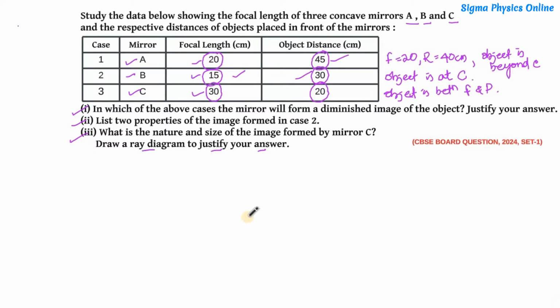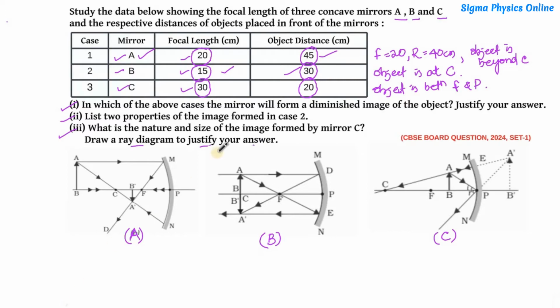Now let's see the ray diagrams corresponding to these three cases for a concave mirror. Now here are the three concave mirrors A, B and C, and now let's understand these data in these concave mirrors. For the mirror A, the focal length is 20 centimeter and the object distance is 45 centimeter. So this is the focal length, that is 20 centimeter. So our radius of curvature will be 40 centimeter. Now the object is placed beyond C. So this is our object distance U, which is 45 centimeter.